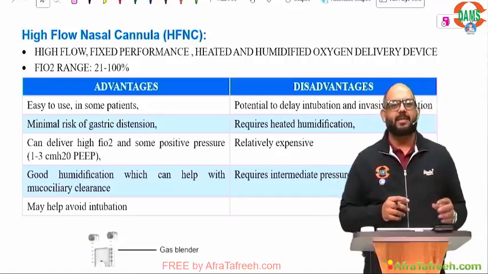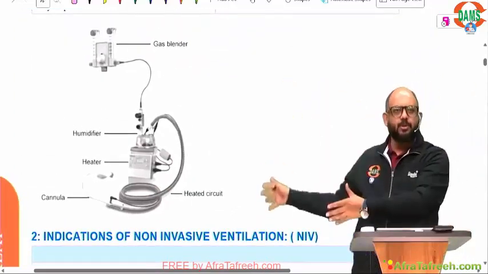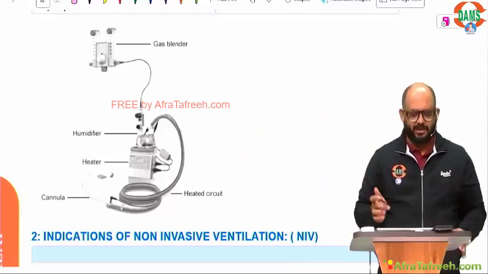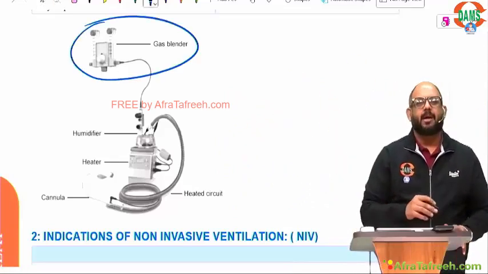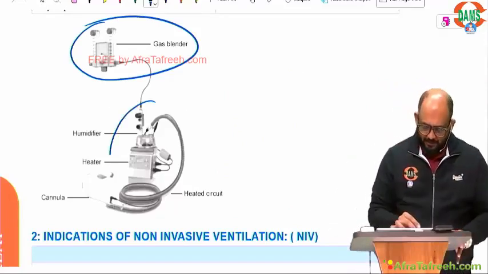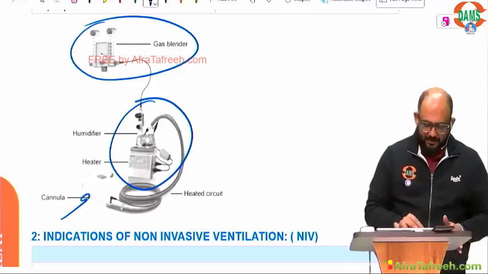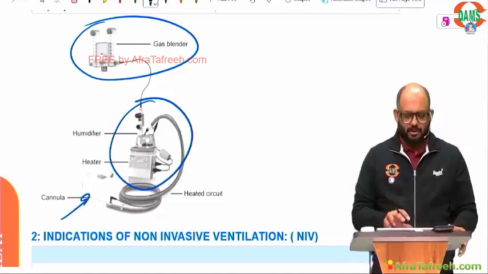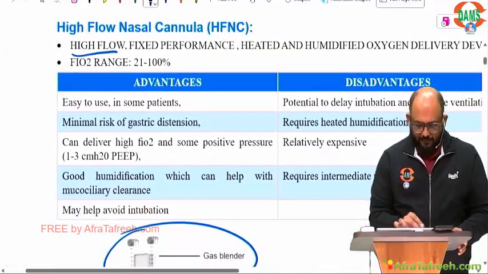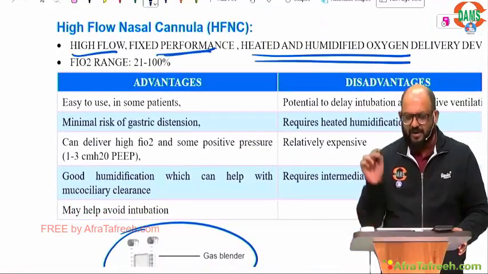High flow nasal cannula is a ventilator type of device. When I say type, the machine looks like a ventilator type of machine. It's a big machine. It has flow meters with oxygen and air, that is a gas blender. Then there is a system to generate that high flow, and then there is a cannula that is put on the patient. The important thing is high flow, fixed performance, heated and humidified oxygen.